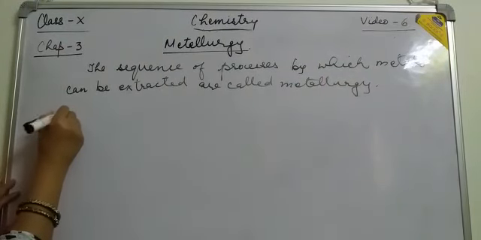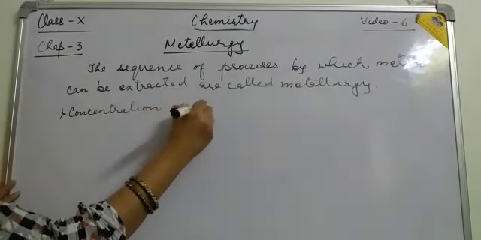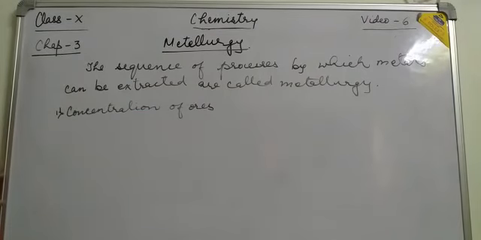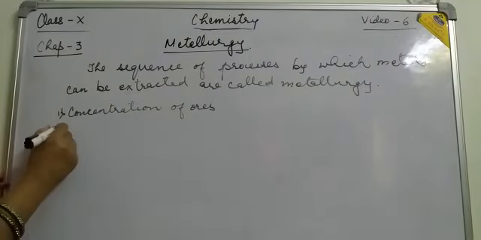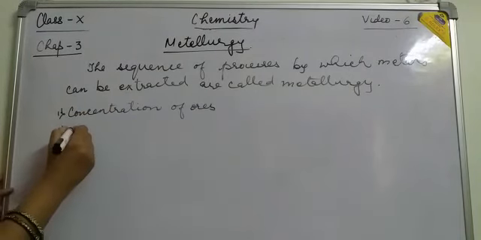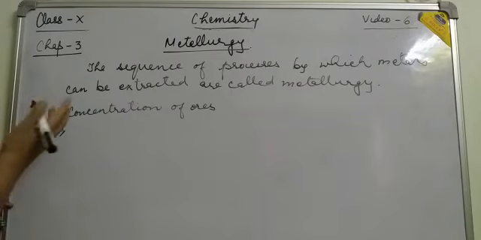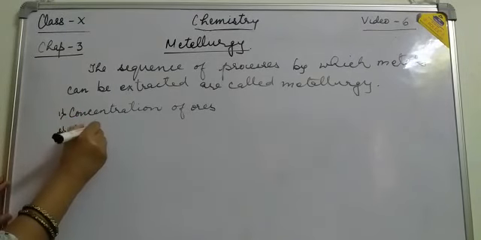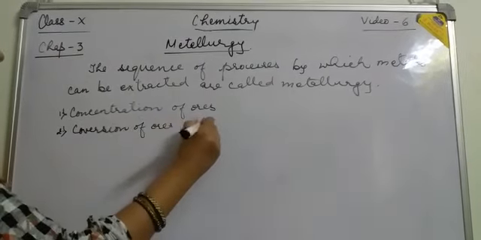So there are four processes. The first process is concentration of ores. First, ores are concentrated: you extract aluminum oxide, that is bauxite, from the mines, and we must first concentrate it by various processes. We will discuss concentration of ore today. The next process: if the ores are in oxide form, then we can reduce them directly after concentration. And if not in oxide form, then first we have to convert the ores into oxide form.